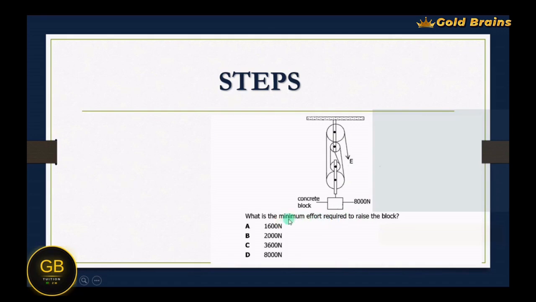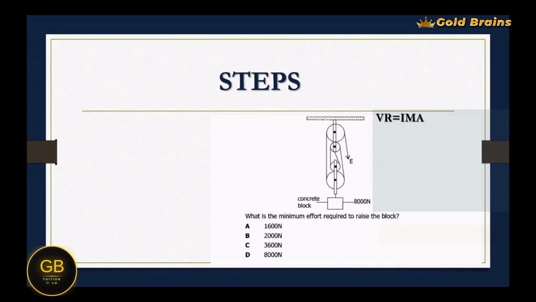So for us to find the minimum effort required to lift this block, we need to consider this pulley system as an ideal pulley system. Alright, and when we say it's ideal, we mean we neglect friction and any other energy losses. So the ideal mechanical advantage will be equal to the velocity ratio. That's what we mean. When we say it's ideal, the velocity ratio is equal to the ideal mechanical advantage.